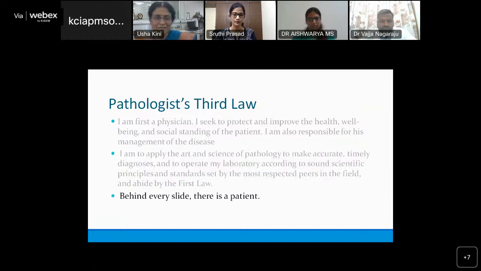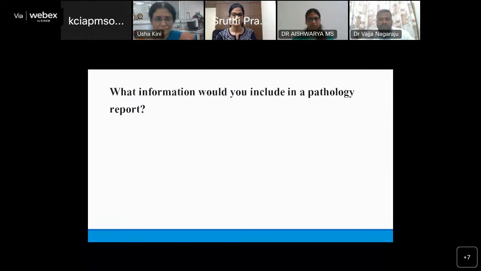And the third law is behind every slide there is a patient. It's not that I'm going to see slides, but you're going to see patients. So that's the beauty of pathology. Every slide, the tissue has come from a patient, and the patient is eagerly waiting to see what you have diagnosed and the clinician to take it forward from that particular moment. So what information would you include in a report?